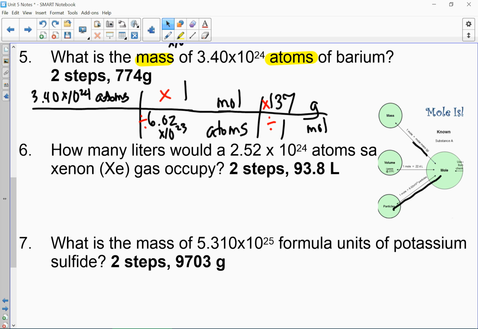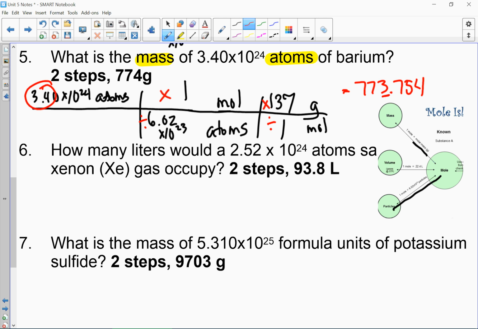So let's go ahead. Again, don't forget to use the E, or you probably are going to get a different answer, and it's probably going to be wrong. So your calculator says 773.754, and so on. Started with 3 sig figs. That's what we're going to end with right here at that 3. But because of the 7 directly afterwards, we rounded it up to a 4 in our answer.